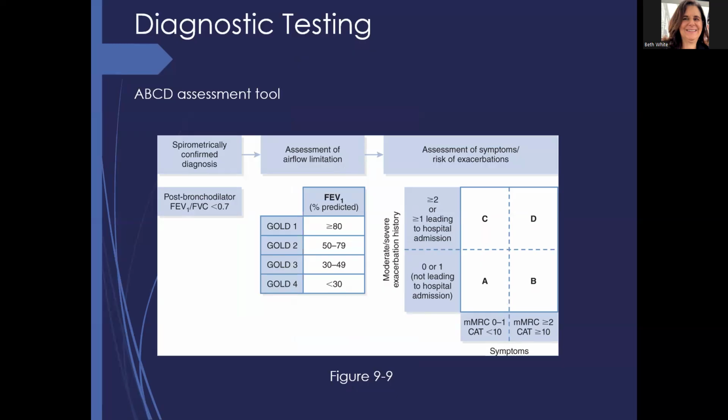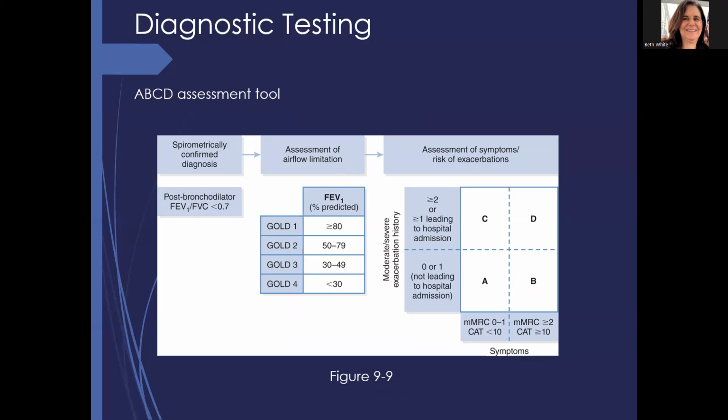Okay, this next one is called the ABCD assessment tool. I personally have not used this. However, it combines the GOLD classification, assessment of airflow limitation, and then the assessment of symptoms, risks, and exacerbations. So it's combining a bunch of different tools together to determine where you think the patient is or where the patient feels that they are.